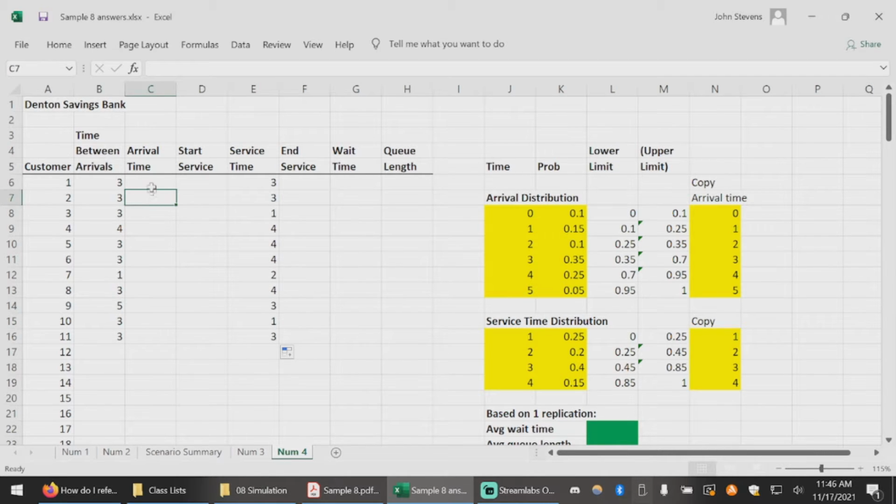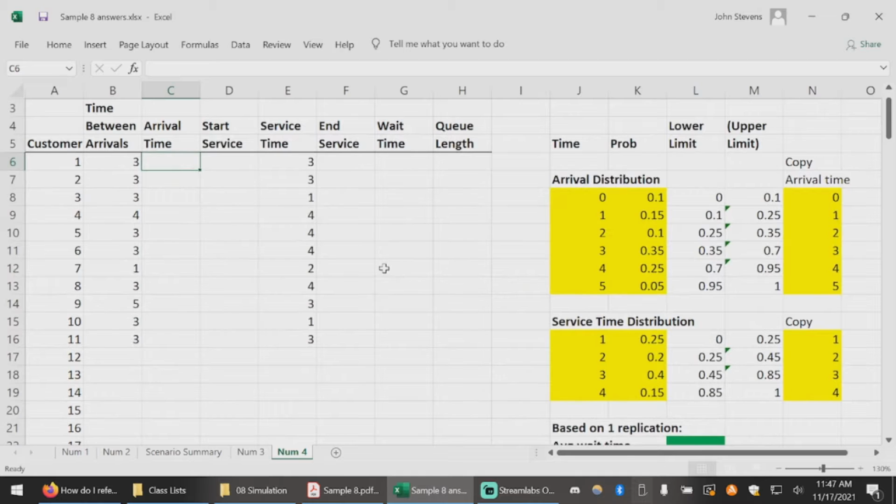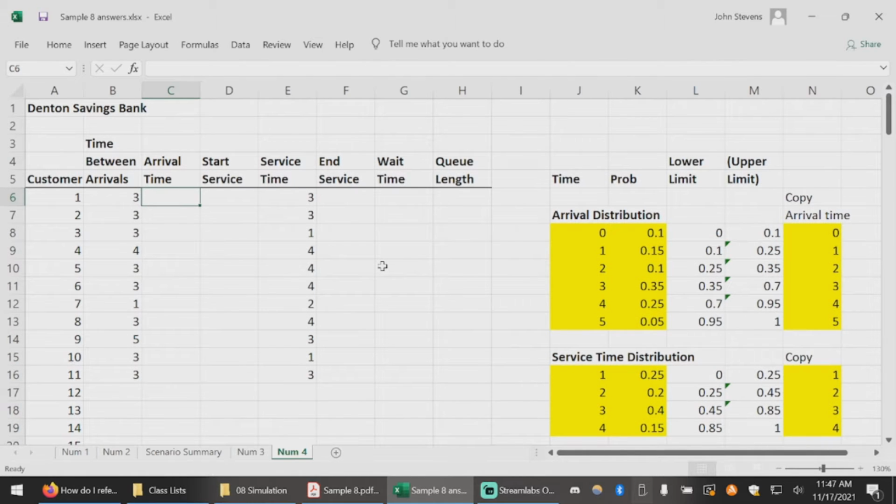Now, let's start filling in these columns. These aren't necessarily the only columns that you might want, but it's just a good starting point. You can always add your own columns if you feel like it. So arrival time. Let's actually zoom in a little bit here. There we go. That's nicer maybe.